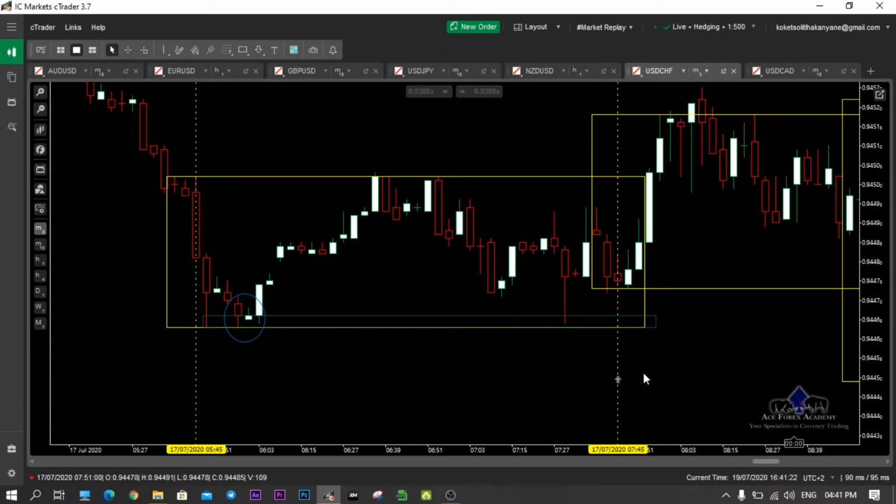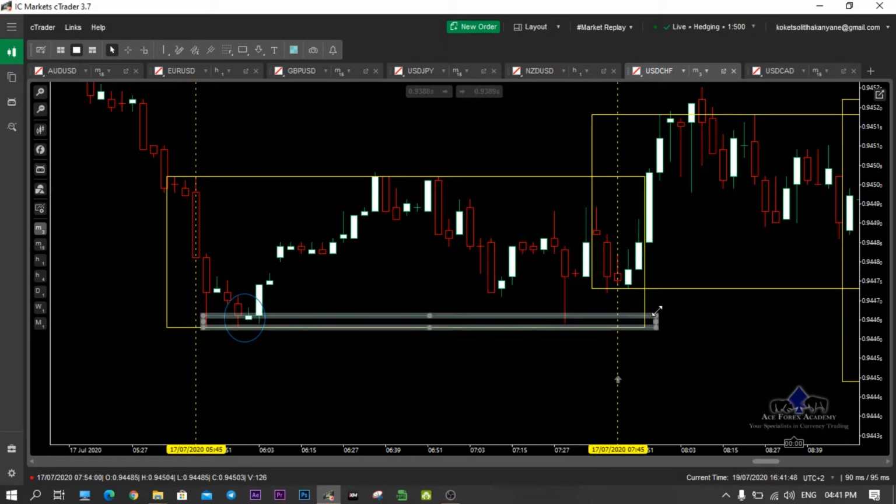And in this particular point, I then had a swing to the downside, and this gave me an area of support, or your area of demand. If you are looking at it in terms of supply and demand, your area of support will be your area of demand, and your area of resistance will be your area of supply.